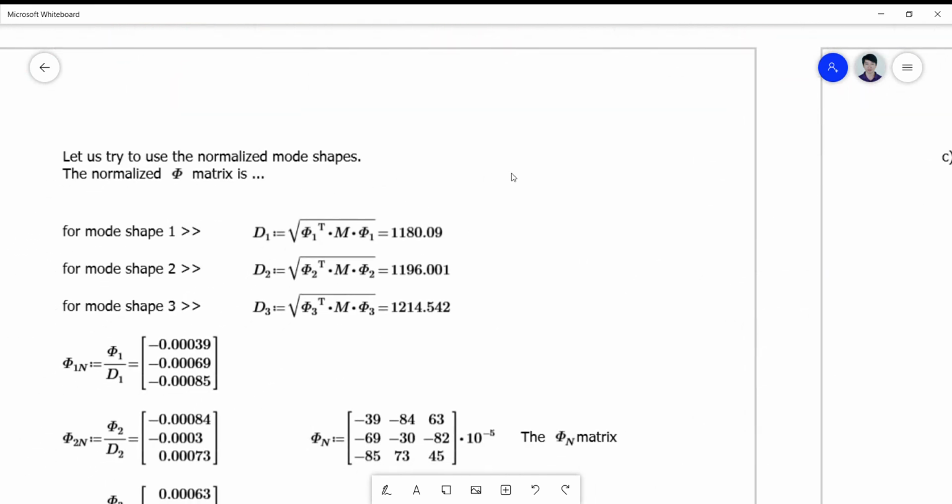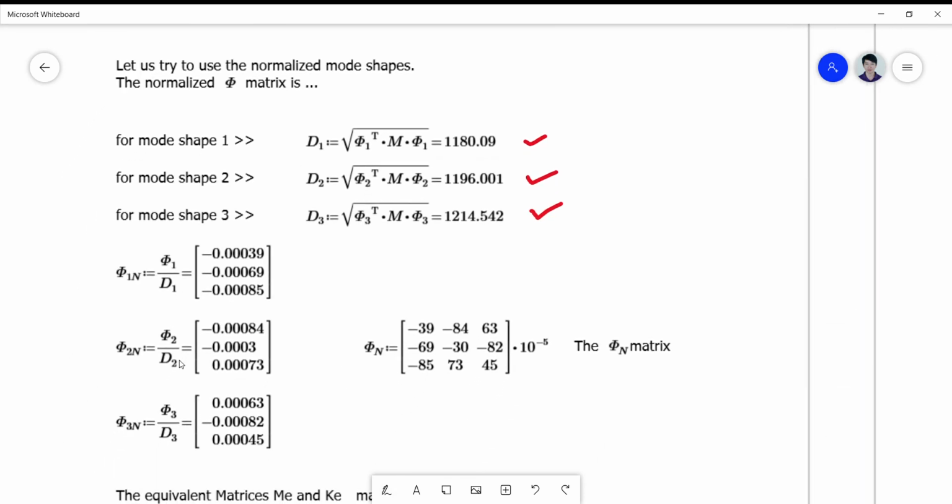Okay, let's now try to normalize. Again, we normalize the mode shape by using the phi matrix and dividing it by the denominator, which is the square root of phi1 transpose m phi1. So these are now the normalization factors, or denominators. These are now for D2 and then for D3. So we make use of the normalized vectors, phi1n, phi2n, and phi3n, by dividing by D1, D2, and D3. So we get these as your normalized mode shape vectors.